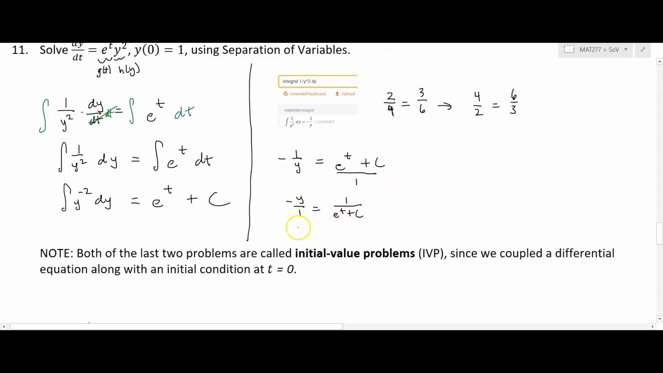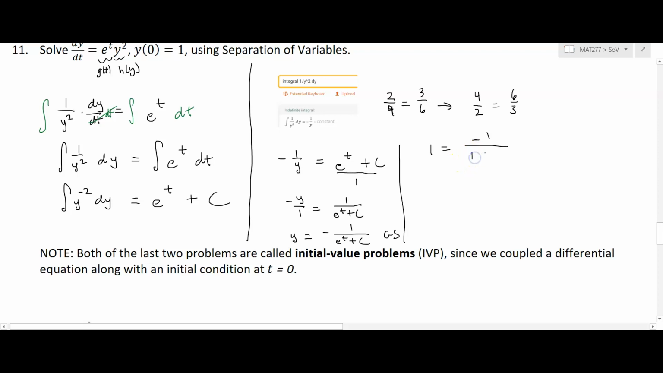I'll just multiply both sides by -1 now, and I'll make this y equals -1/(e^t + c). And now we can satisfy our initial condition. We've got our general solution. Plug in 1 for y, plug in 0 for t. So 1 equals -1/(e^0, which is 1, plus c).